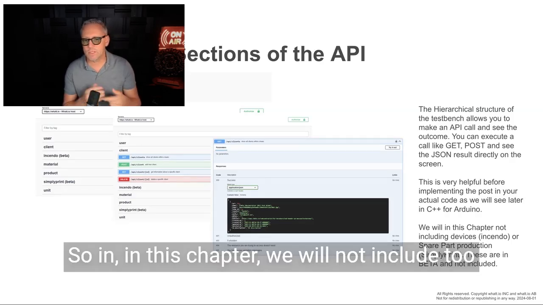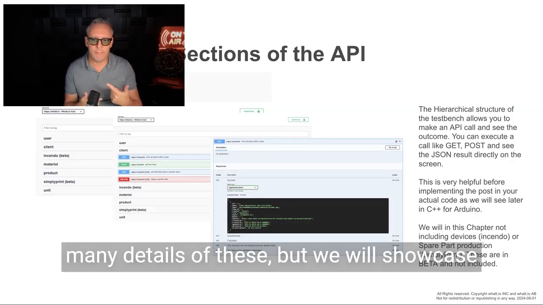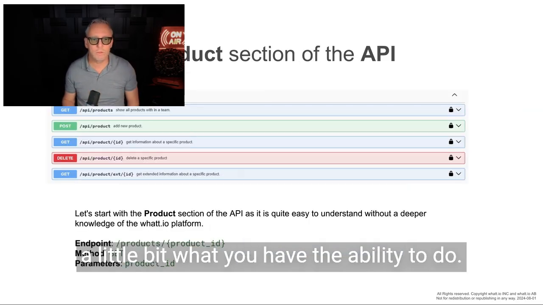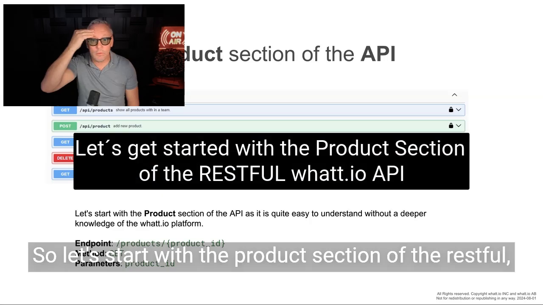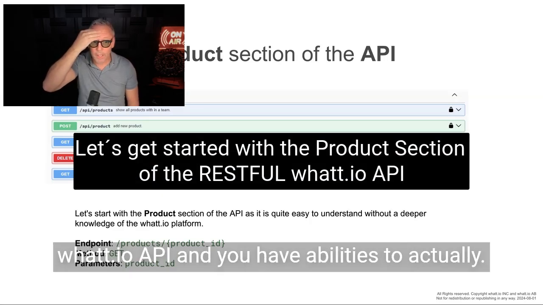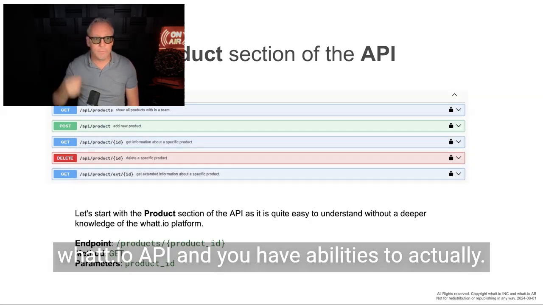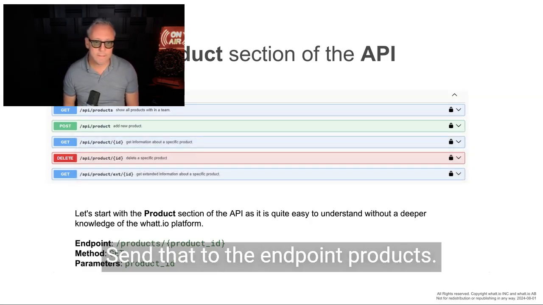So in this chapter, we will not include too many details of this, but we will showcase a little bit what you have the ability to do. So let's start with the product section of the RESTful WhatIO API. You have abilities to actually send requests to the endpoint products.